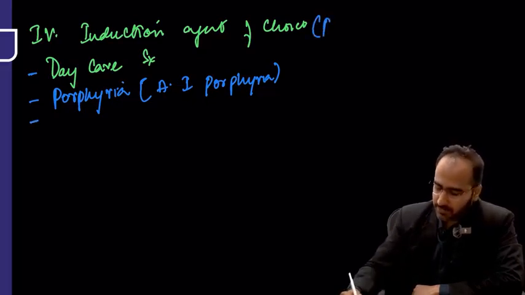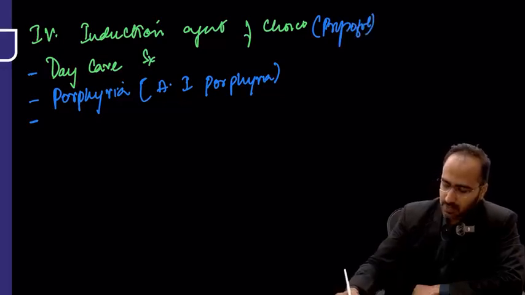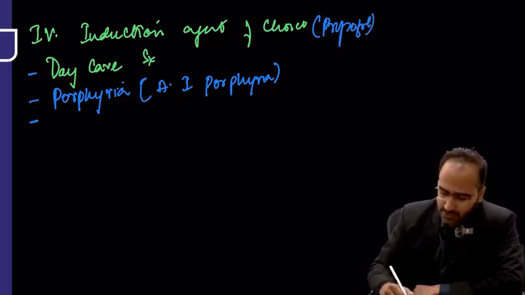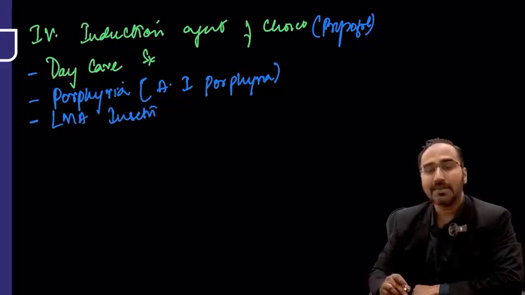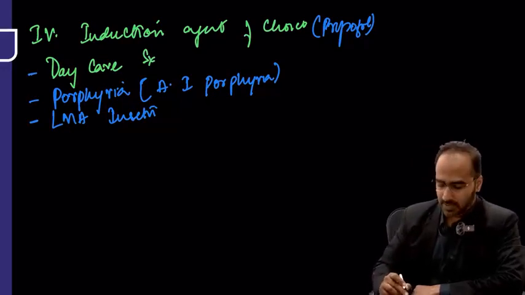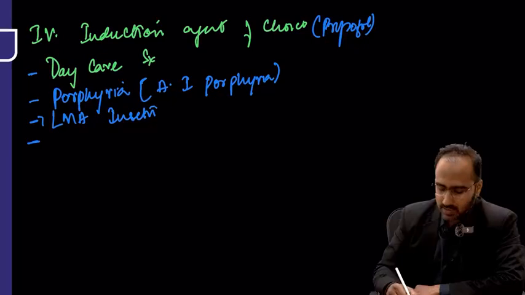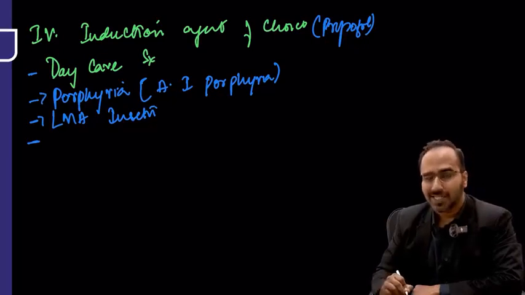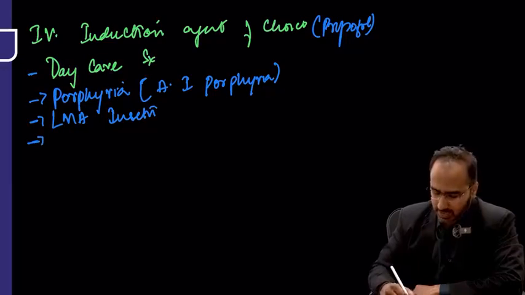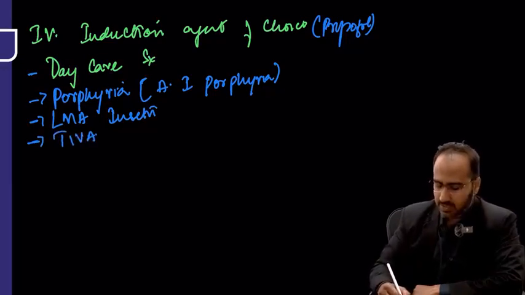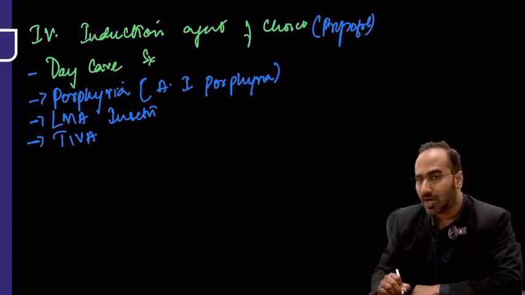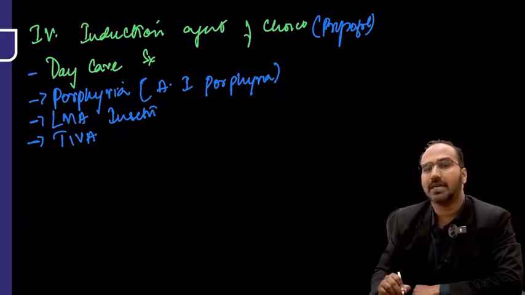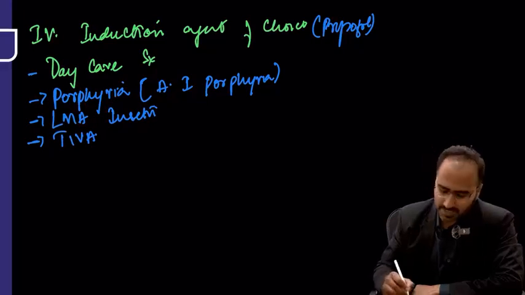Next, propofol is the IV induction agent of choice for LMA insertion. What is LMA insertion, guys? Laryngeal mask insertion, you use propofol, right? Next, propofol is the IV induction agent of choice in TIVA. What is TIVA, guys? Total intravenous anesthesia is called TIVA. Total intravenous anesthesia means what? It is anesthesia which is given without using any inhalational agents. Okay.